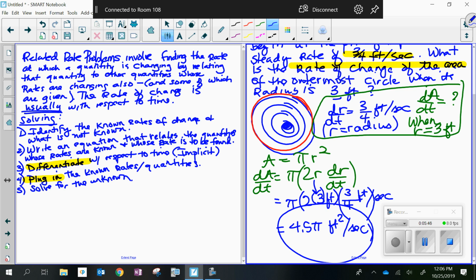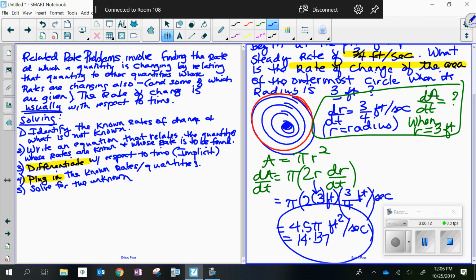Yes, please. If you have like 9 pi, that's fine. Yep. You could even write whatever 4.5 pi is. What is 4.5 pi? Why is it 4.5? 14.137. Why is it feet squared? Feet times feet is feet squared.